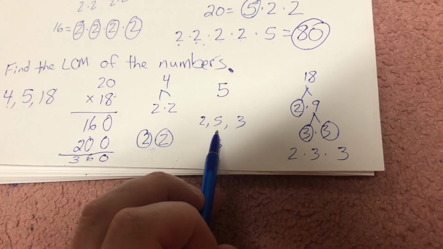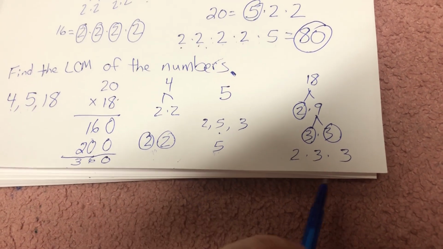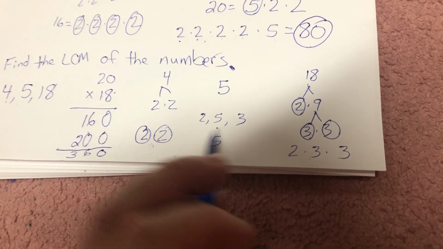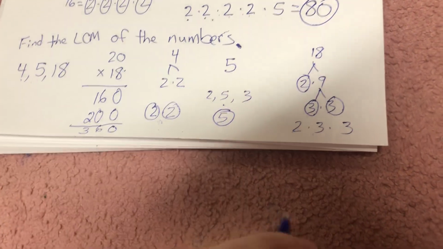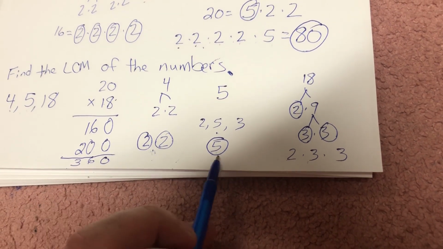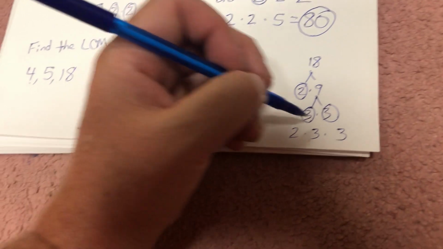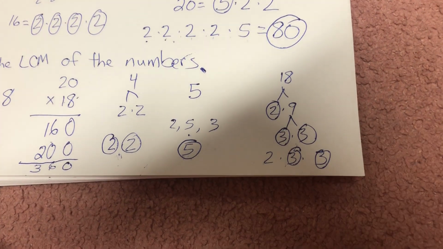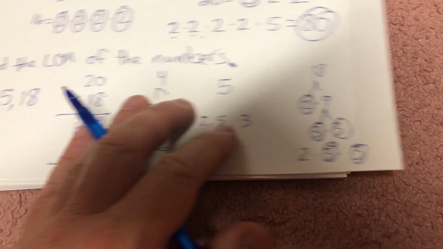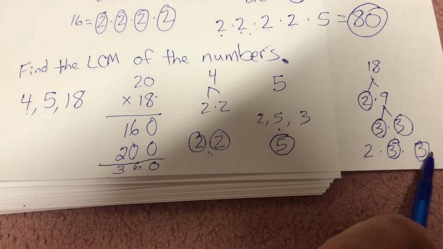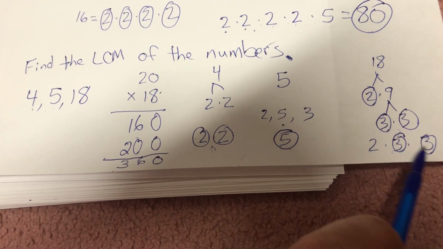Well, where do I have the most 5s? Well, I have the most 5s here. It's the only place I have 5s. No 5s here, no 5s here, but I do have a 5 there. 3s. Well, I have no 3s there, no 3s here, and I have two 3s here. Okay, so I'm going to circle them. So now what does that leave me with? I'm going to come over here now. So that leaves me with 2 times 2 times 5 times 3 times 3.